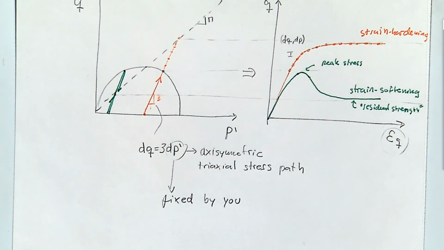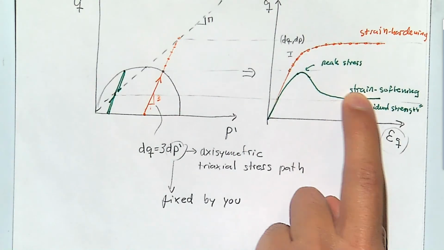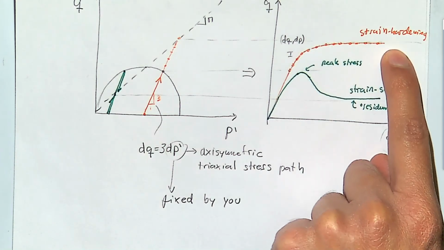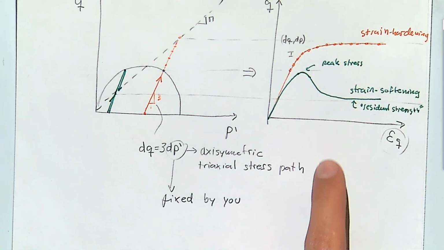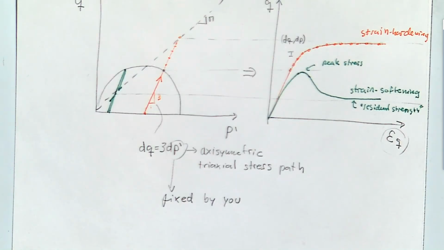And this is a picture that shows, for example, how a relatively brittle material like marble can be strain softening, have a very well-defined peak, and also be strain hardening. It just depends on the mean stress. And there are also some other variables that affect that.